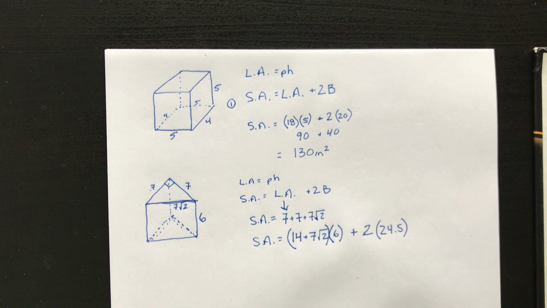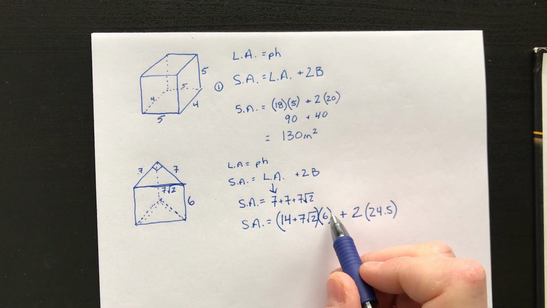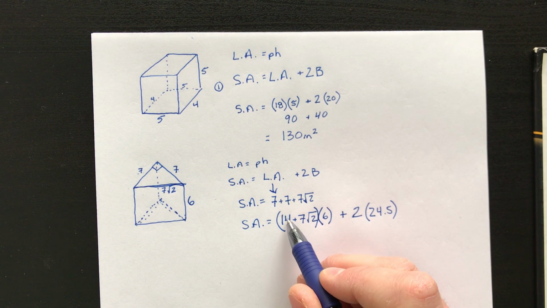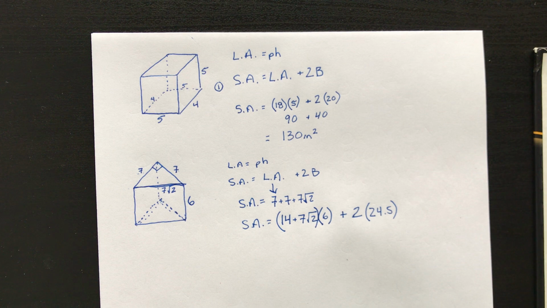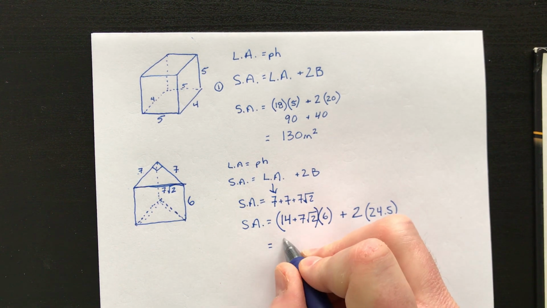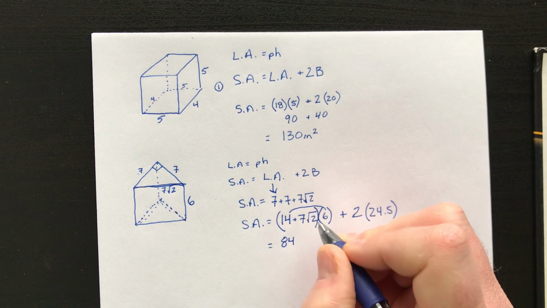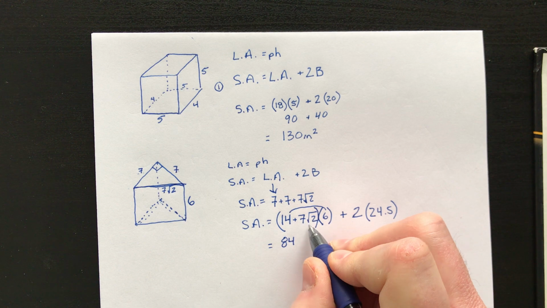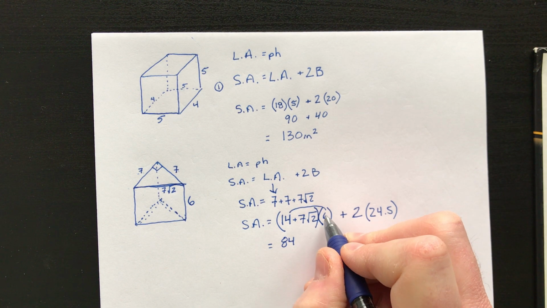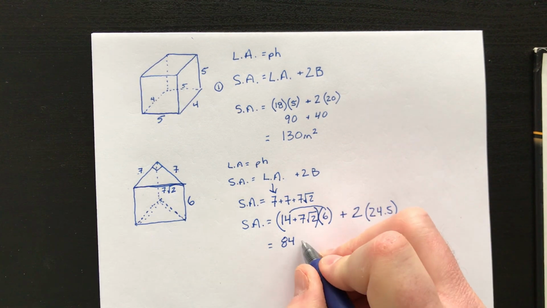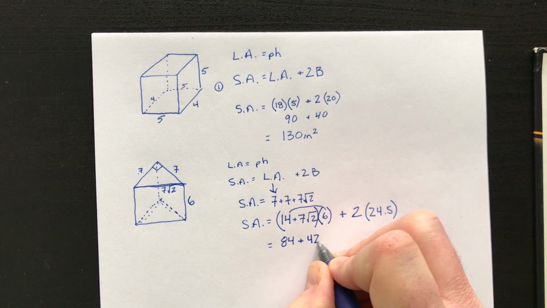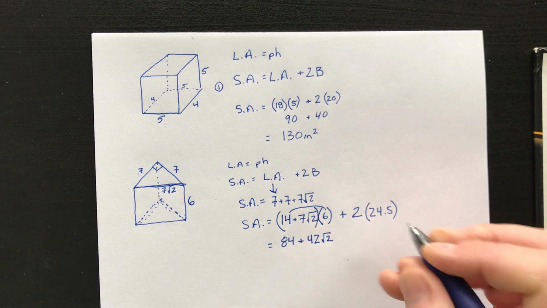That's the area of the triangle. Do not forget to distribute this 6 to both terms, okay? So 14 times 6 is 84. All right, that was 14 times 6. You also have to do 6 times 7 root 2. You can only multiply the 6 by the 7. So this is 42 root 2.